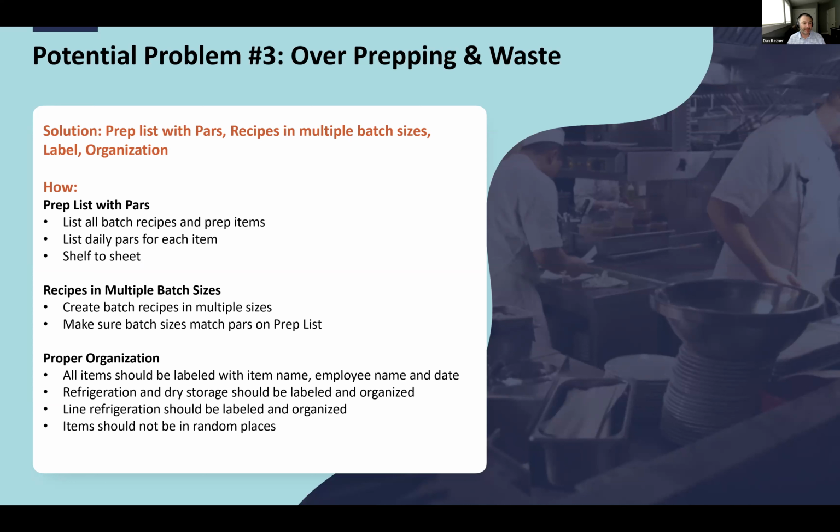And then with these prep lists, we want to make sure that the pars are in sequence with what our batch sizes are. So if we say that we need a half a gallon of Caesar dressing on Tuesdays, then make sure that you have a batch recipe for half a gallon.